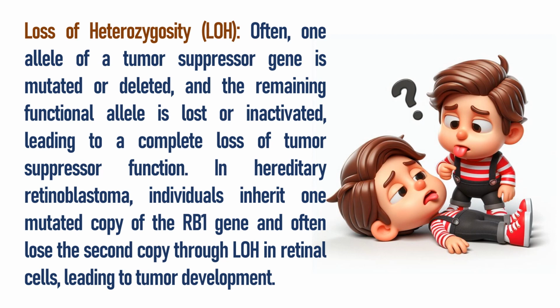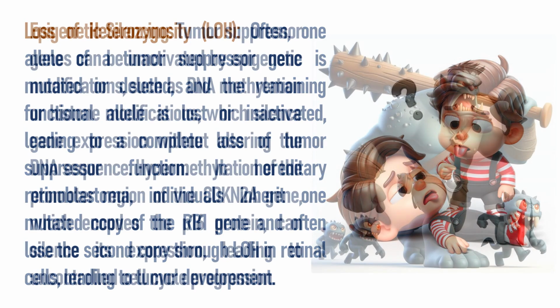Loss of heterozygosity. Often, one allele of a tumor suppressor gene is mutated or deleted, and the remaining functional allele is lost or inactivated, leading to a complete loss of tumor suppressor function. In hereditary retinoblastoma, individuals inherit one mutated copy of the RB1 gene and often lose the second copy through a loss of heterozygosity mechanism in retinal cells, leading to tumor development.